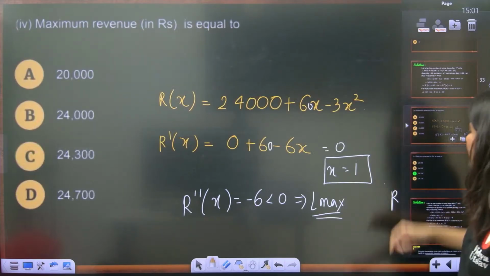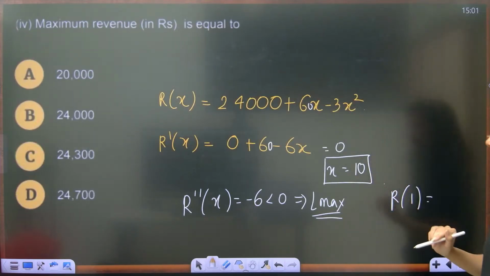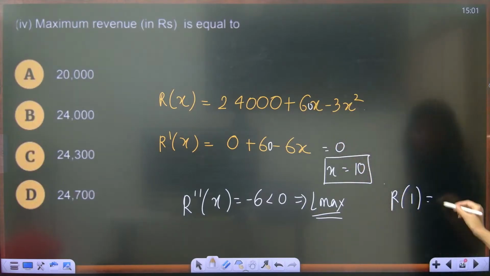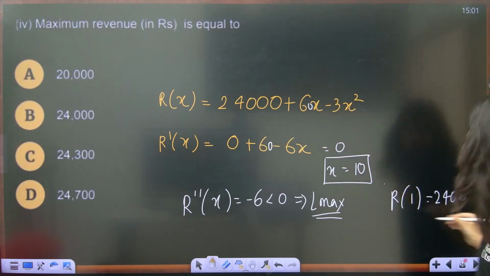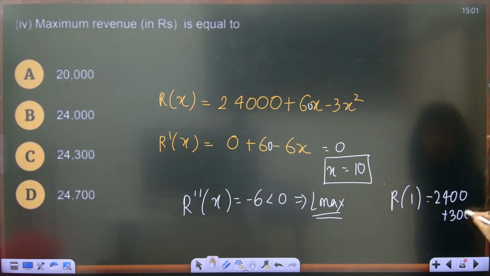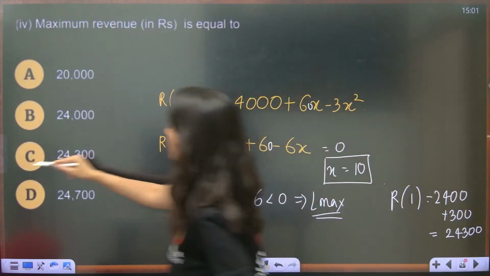So the maximum revenue is 24,300. Option C.